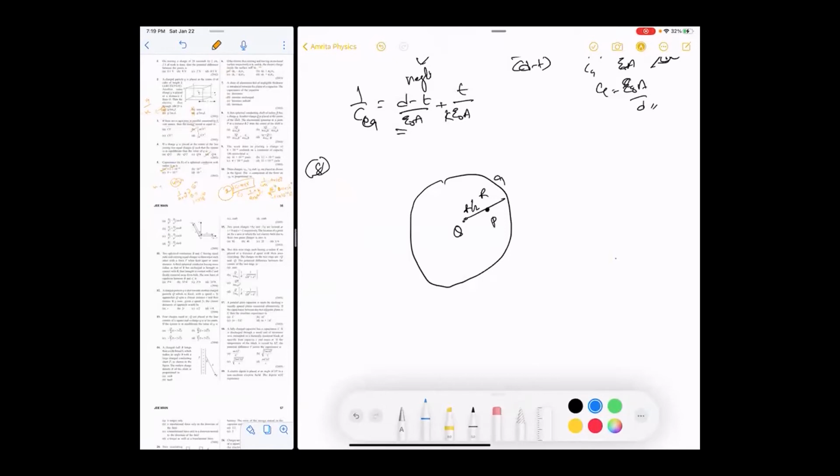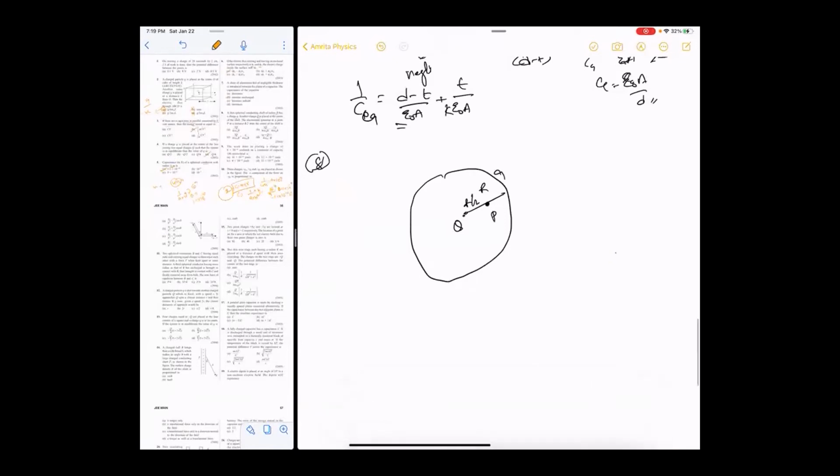Potential at P due to the shell is equal to KQ by R. You know the potential inside the shell due to the shell is KQ by R. Potential at point P due to the charge q is equal to Kq by the distance; we have to treat it as a point charge. The distance will be R by 2, so 2Kq by R. So V total at P is the sum of these two, KQ by R plus 2Kq by R.